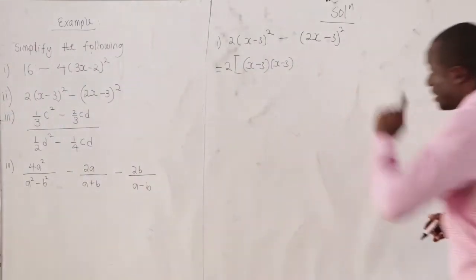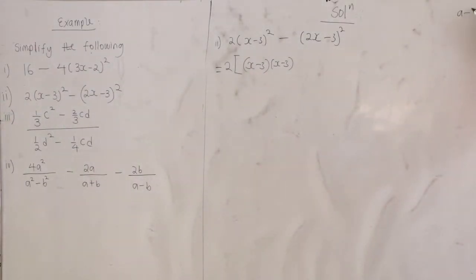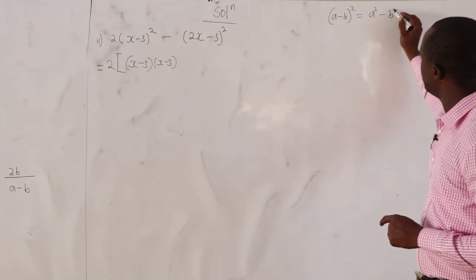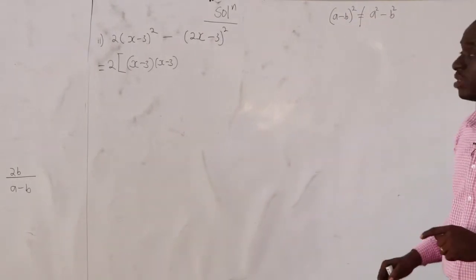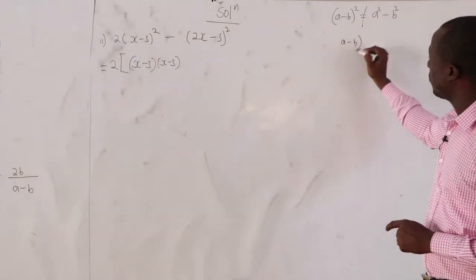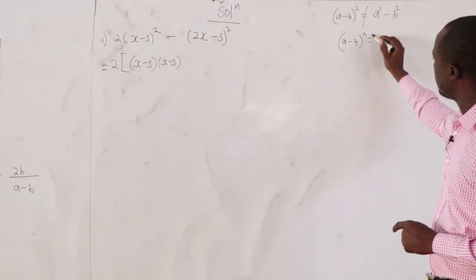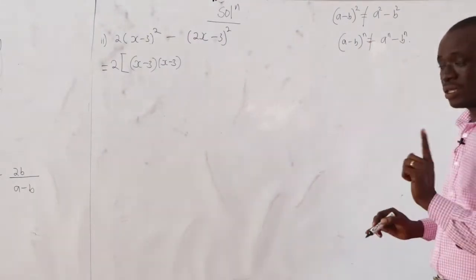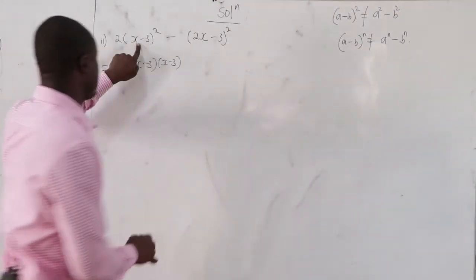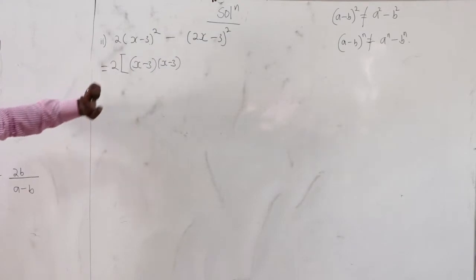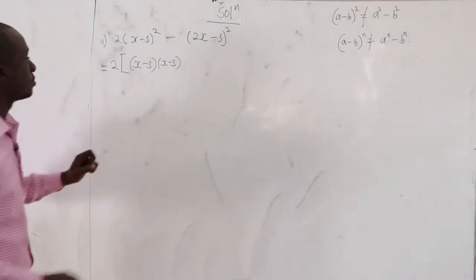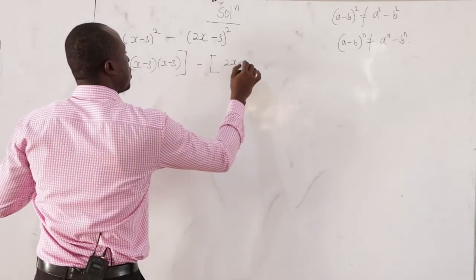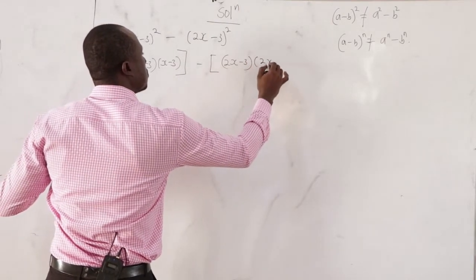But before that, please let's note something. If you have (a minus b) all squared, this is not the same as a squared minus b squared. Please, it is not the same thing. That is in general terms: if you have (a minus b) all to the power n, this is not the same as a to the power n minus b to the power n. So this is just (x minus 3)(x minus 3). You can close the bracket here, minus, now let's bring another bracket here, (2x minus 3)(2x minus 3).